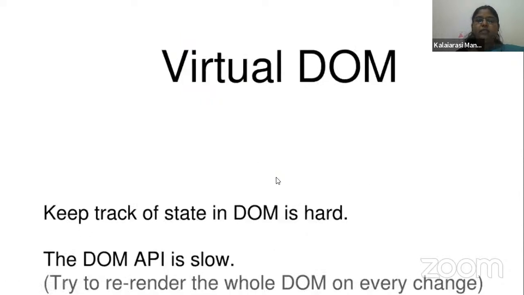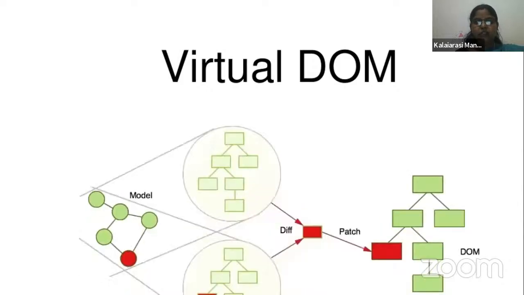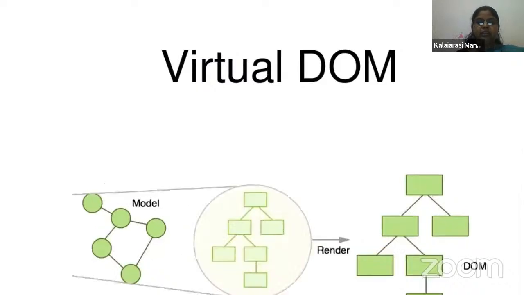The virtual DOM is the important concept which will keep track of state in the DOM, and the DOM API is the very first thing it will take you to the changes to be rendered. If you see here, there is a model, there is a render, and there is your DOM. This is the tree structure. Like already I told you, the exact term is tree reconciliation. So that is the exact term.